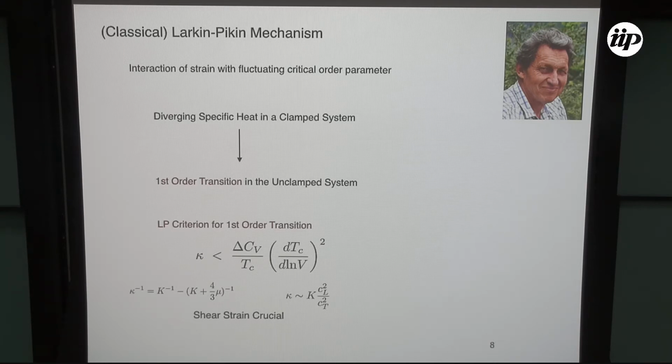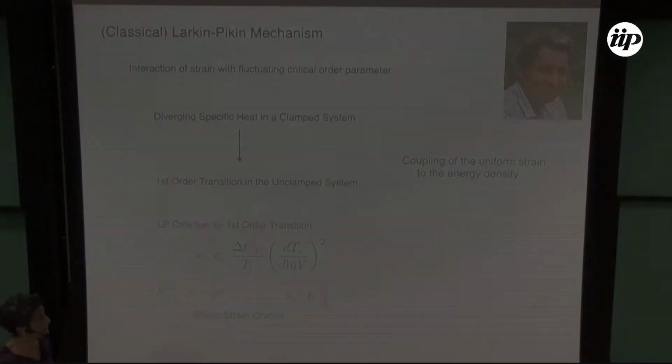This is dTc d log v, and the shear strain is crucial. So it's always first order classically. In other words, we have coupling of the uniform strain to the energy density.